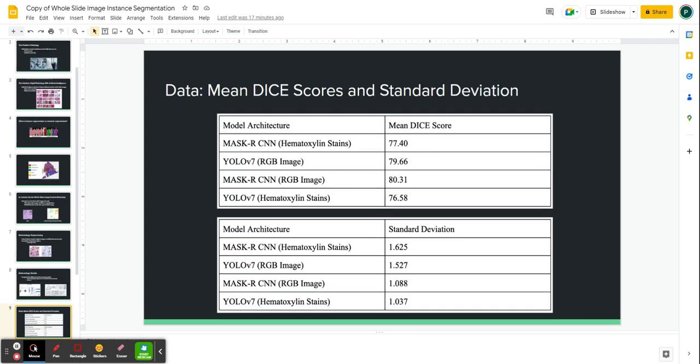I used the dice score to compare these different model results. The one with the highest was MaskRCNN with the RGB image, with a dice score of 80.31, and the lowest was YOLO V7 with the hematoxylin intensified stains.